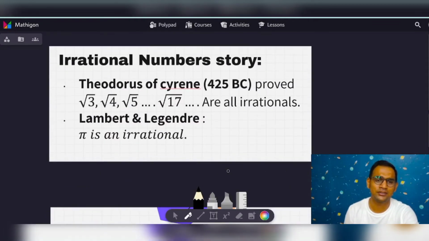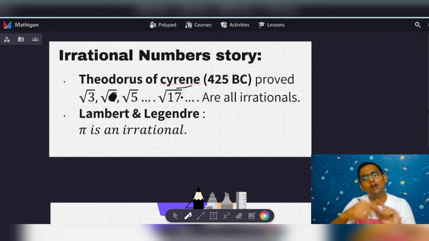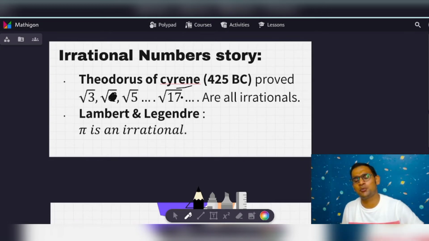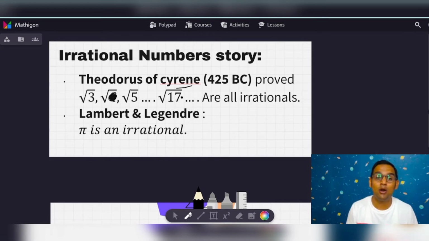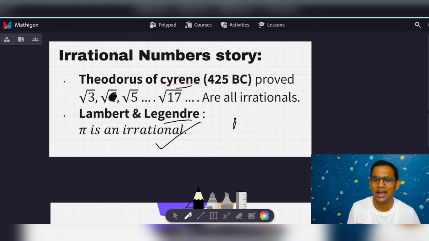After this discovery, in around 425 BC, Theodorus of Cyrene proved that, I'm sorry, it's not root 4, root 4 should not be here, but root 5, root 17, all the square roots of prime numbers are irrational. After working for so many years, Lambert and Legendre found that even pi is irrational. Now you might be thinking that we have been representing pi as 22 by 7.